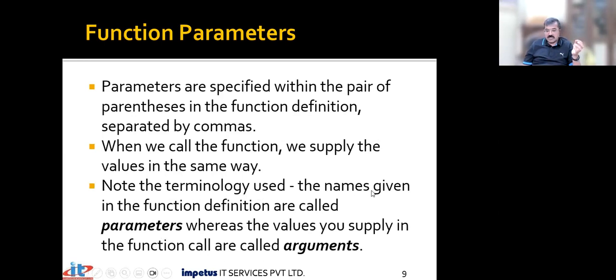Note the terminologies. The names given in a function definition are called parameters, whereas the values you supply in the function call are called arguments. So values that you supply are arguments, and the names that you are given inside the function definition are parameters.